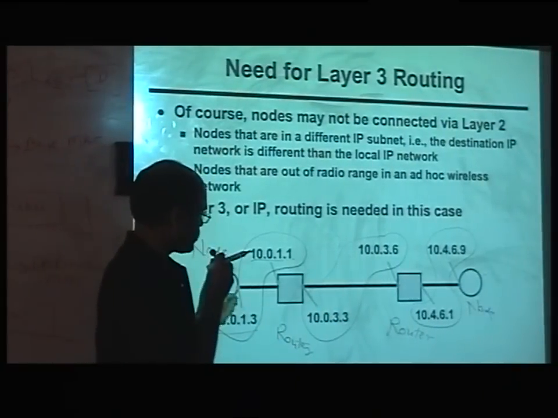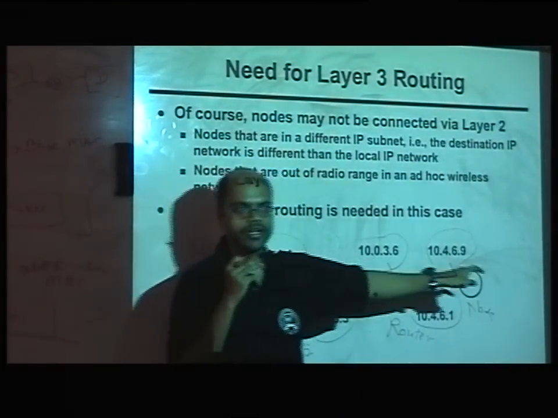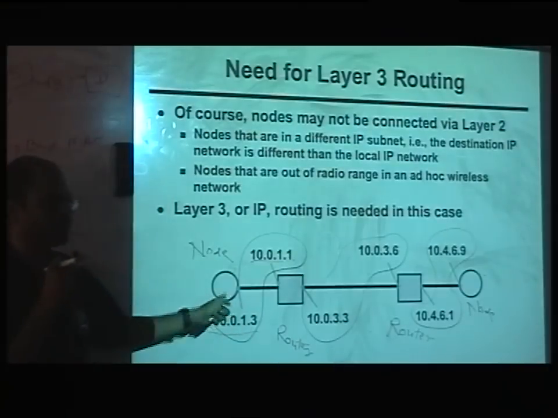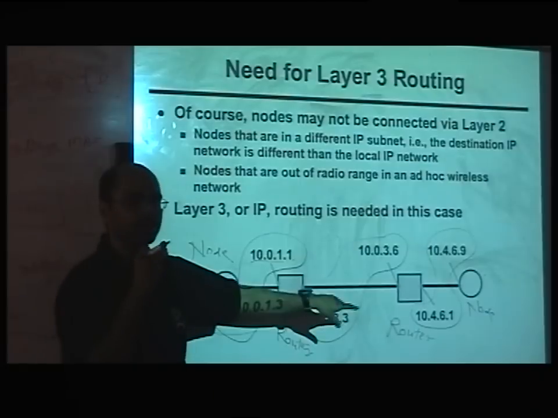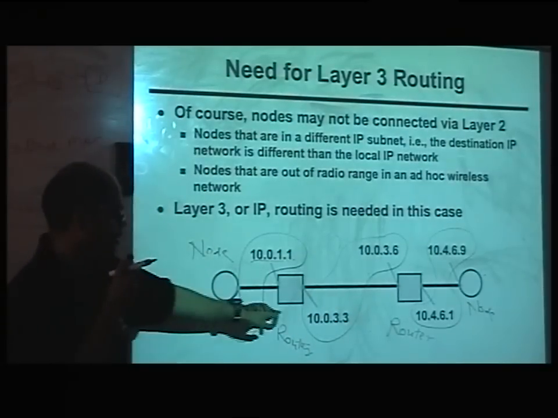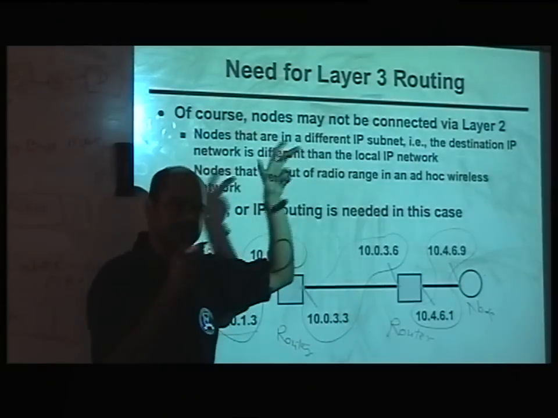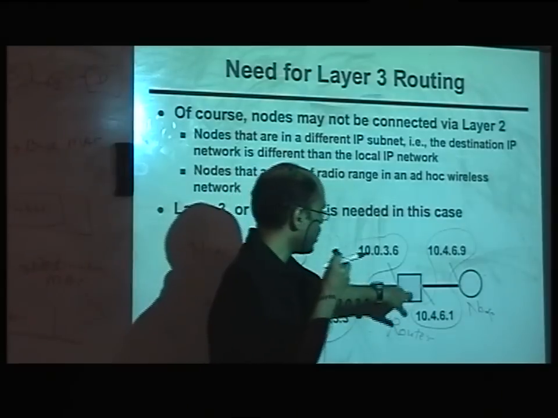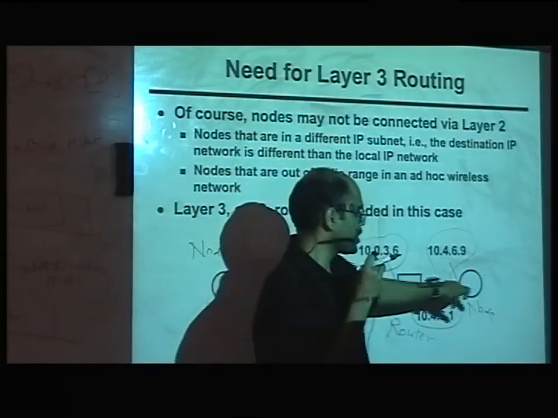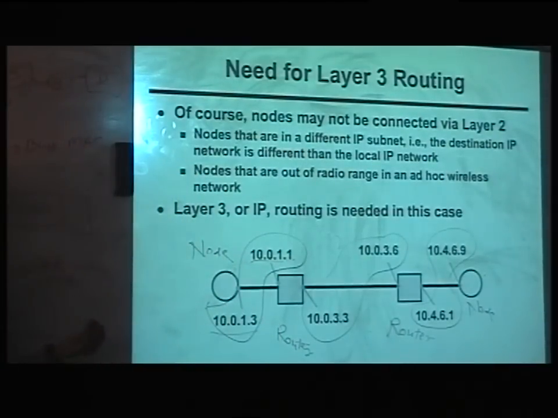How to send a packet if I want to send it from 1.3 to 4.6.9? Immediately this node will see that it's not in the same subnet, so I cannot send it at layer 2. I have to use a router. So it will land up in the router. It has to again find out using some routing algorithm that it has to send it to this interface, and this will find out that it goes here and so on. Right? And all of this is very complex.